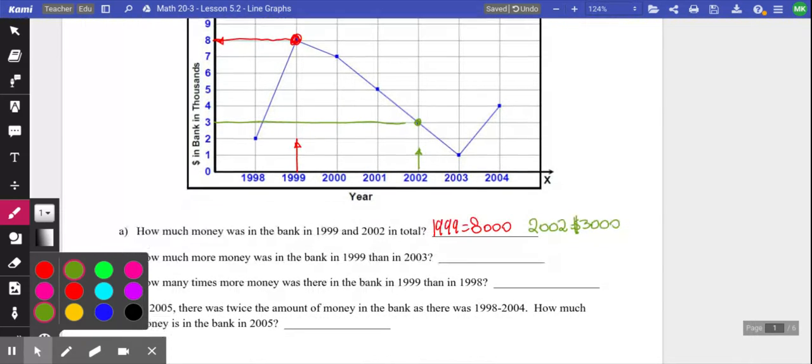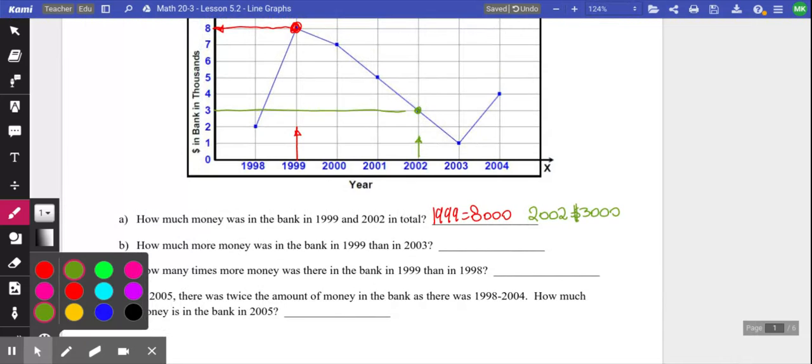Question B, how much more money was in the bank in 1999 than 2003? Well, 1999 was 8,000. We already know that. In 2003, we're way down here, and that was at $1,000. So if we were at 8,000 in 1999, we subtract 1,000 from 2003. That means we had $7,000 more.